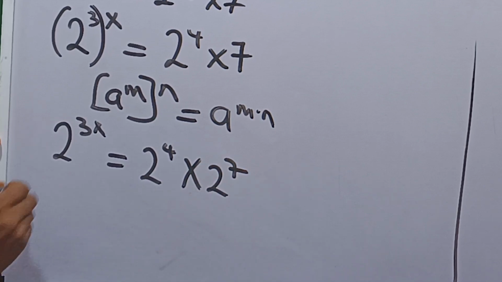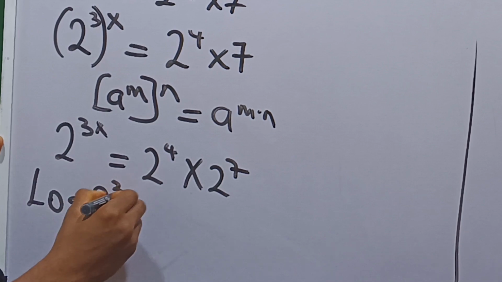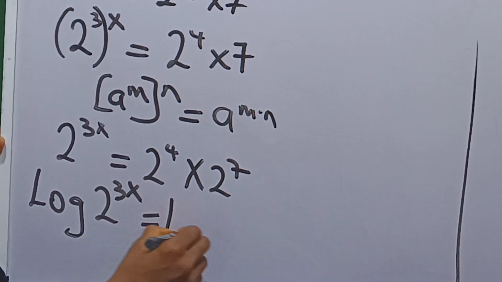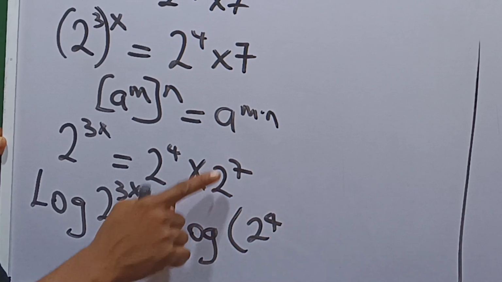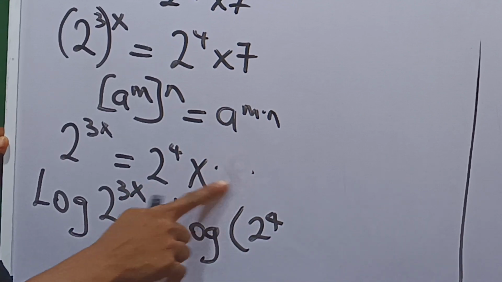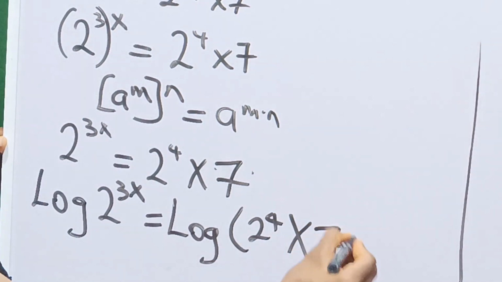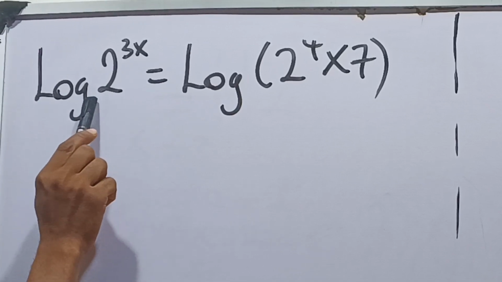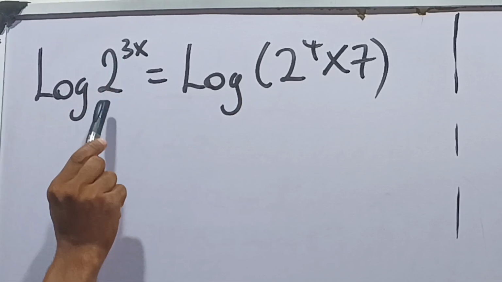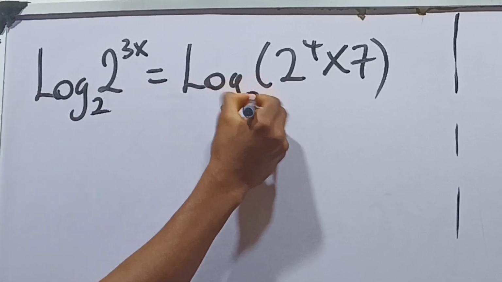Now from here, let's take the logarithm of both sides. So we take the logarithm of 2 raised to the power 3x, and it becomes equal to the logarithm of 2 raised to the power 4, multiplied by 7, sorry. Moving on from here, let's decide to take the logarithm in the base of the number carrying x. So this is the number carrying x, and we take the logarithm in this base. So we write base 2 and base 2.